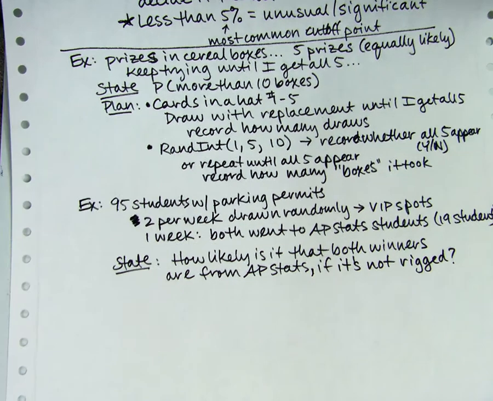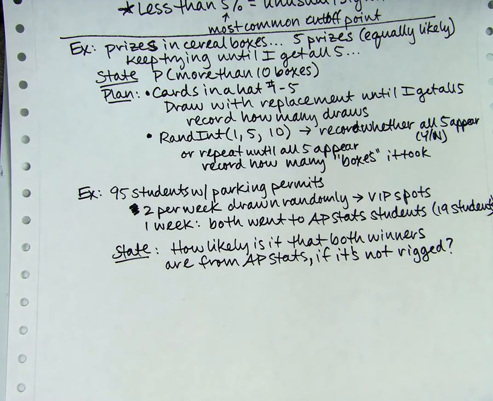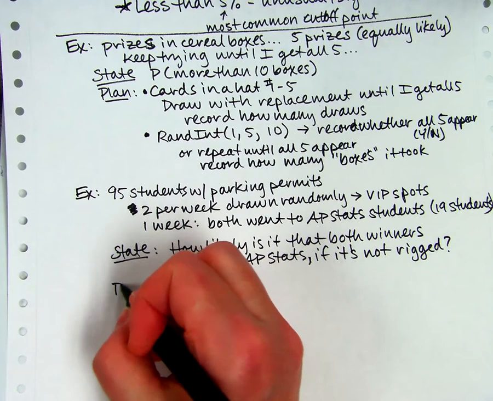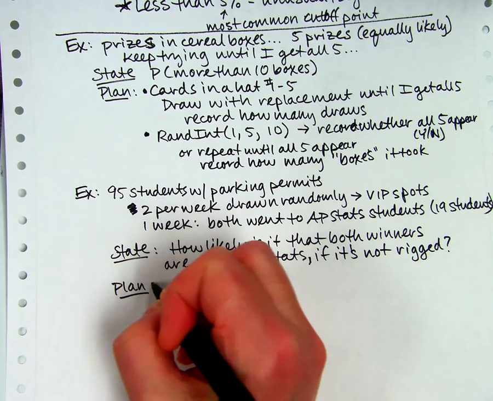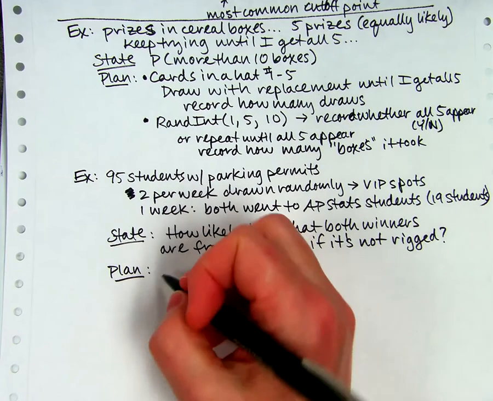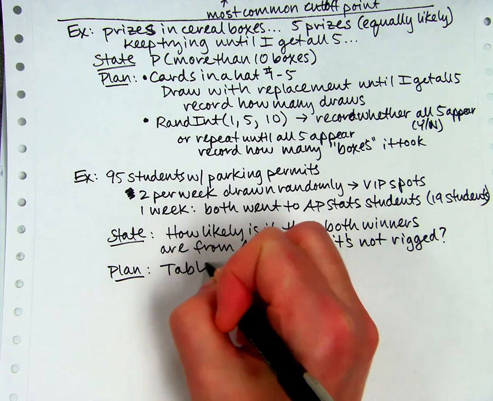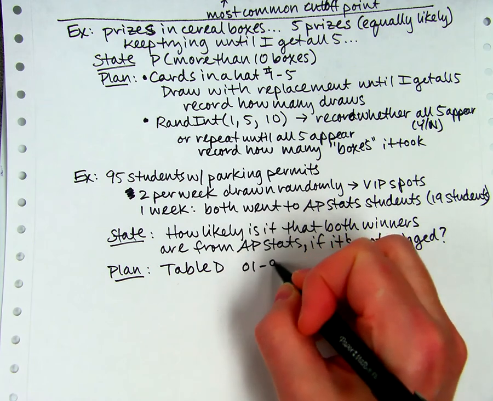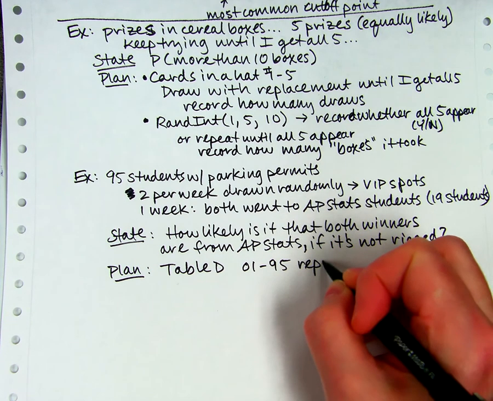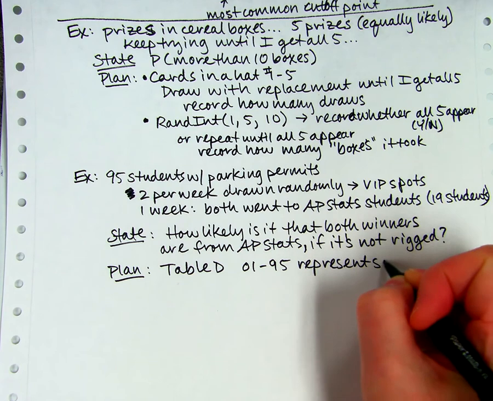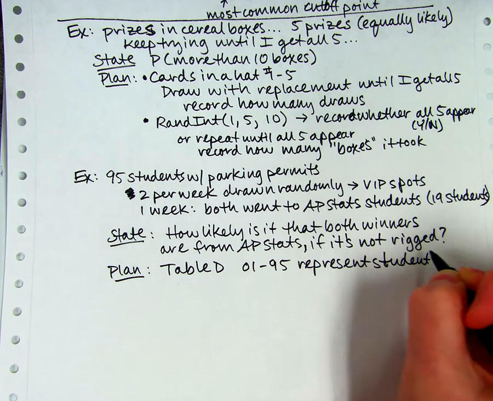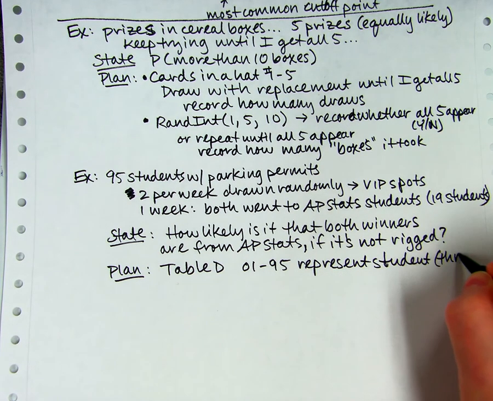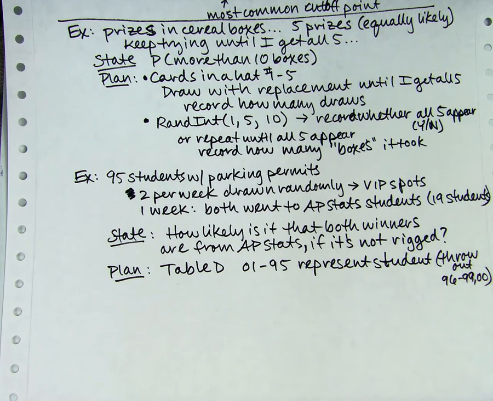All right, so I need to represent my 95 students somehow. I could put 95 numbers on pieces of paper and draw them out of a hat, or let's use Table D this time just for a good example of that. Table D, I would number my students 01 through 95 that represent my 95 students. And I would be throwing out anything else, 96 through 99 and 00. If I happen to get those, I'll throw them out.